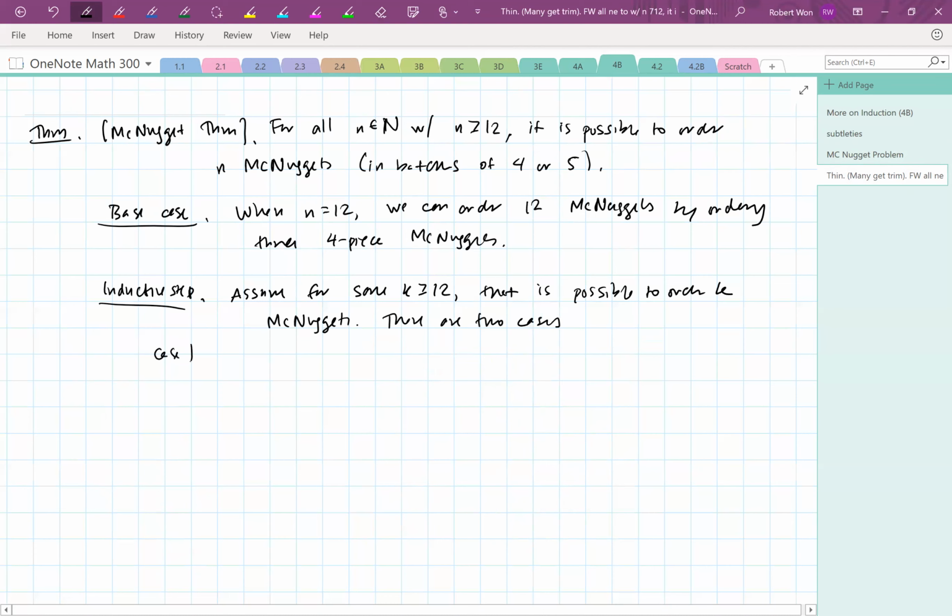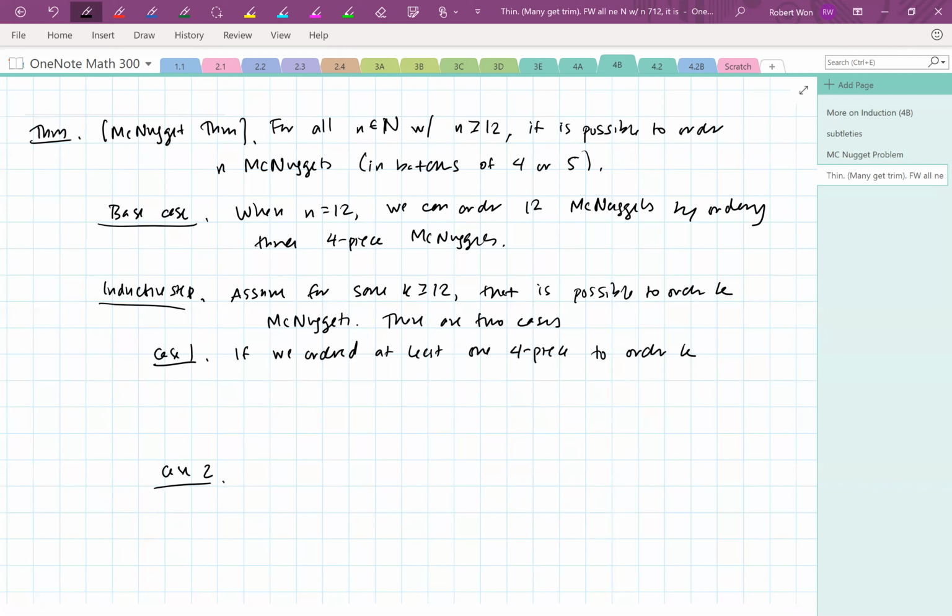Case 1, if we ordered at least one 4-piece to get k, and then case 2 will be if we didn't use any 4 pieces. Those are the two possibilities. We know that we're assuming that it's possible to order k, but we either used a 4-piece or we didn't. So if we order at least one 4-piece to order k, replace the 4-piece with a 5-piece to order k plus 1.